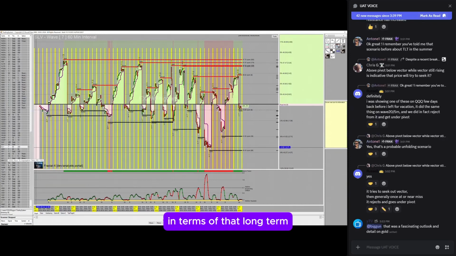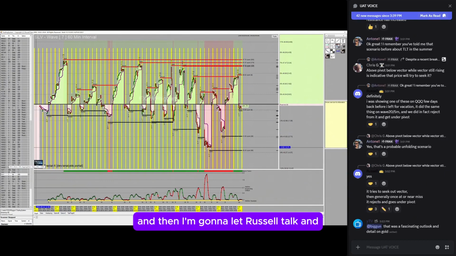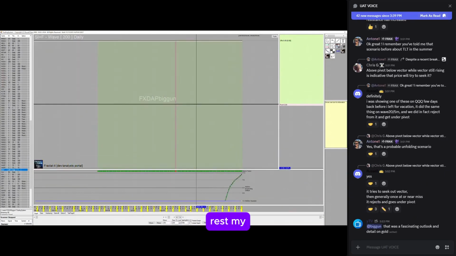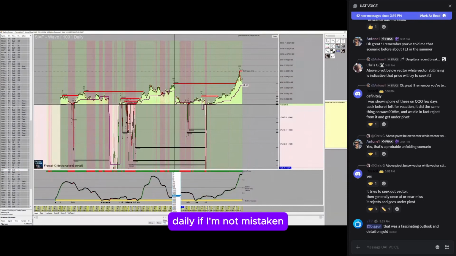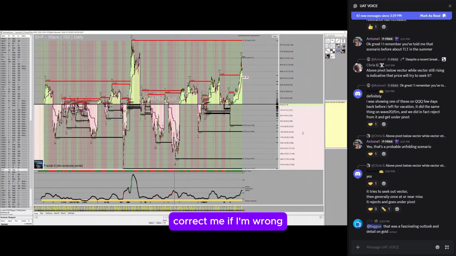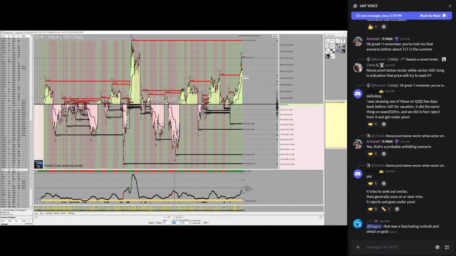In terms of the long-term, let me look at the silver future, and then I'm going to let Russell talk and rest my voice for a second. I think we were doing wave 100 daily, if I'm not mistaken. Correct me if I'm wrong. Actually, let me look at this real quick because I want to make sure we're looking at this right. Just give me like 45 seconds. Okay, it's wave 200 daily.